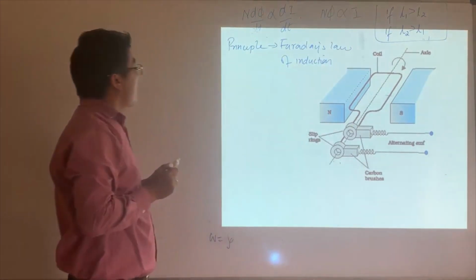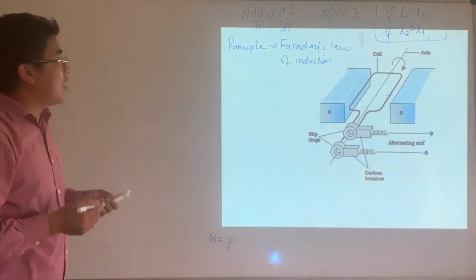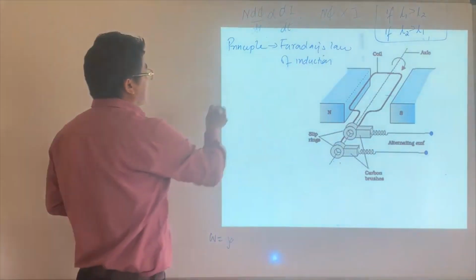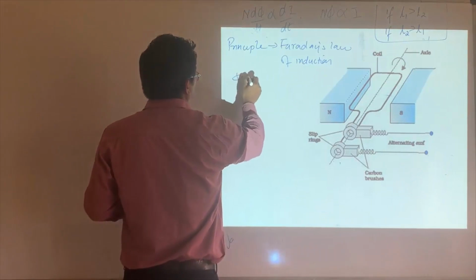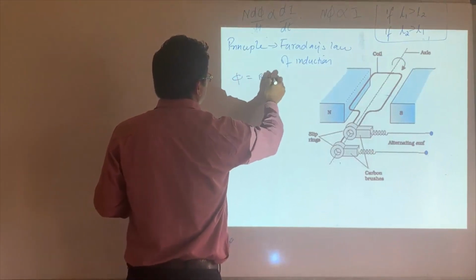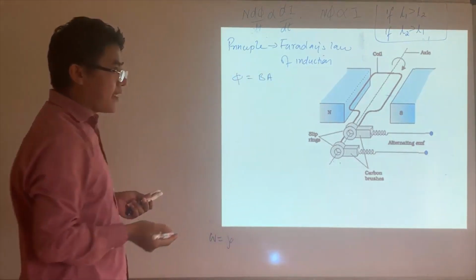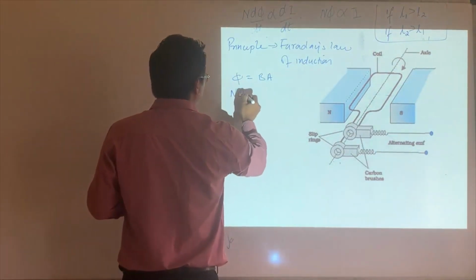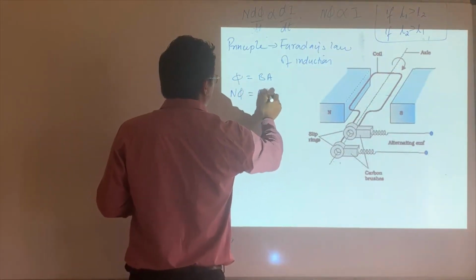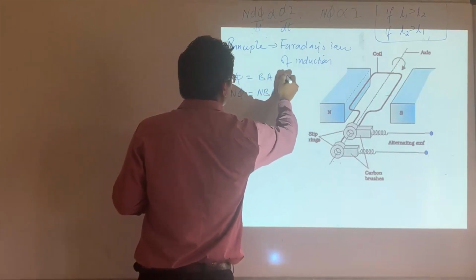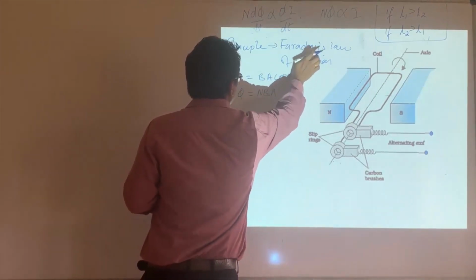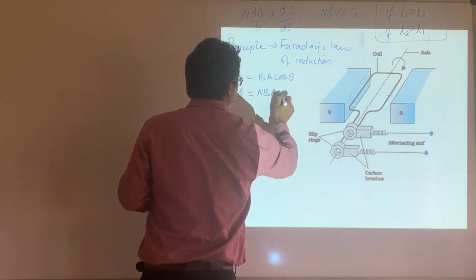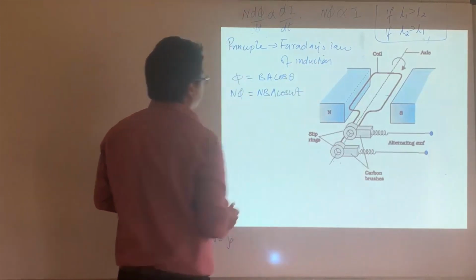Alright. So what I'm going to do now is talk about flux. What is flux? Flux is equal to BA. Alright, and I have a number of turns. For N number of turns, this is going to be NBA cos omega t. I'm sorry, it's cos theta, which is cos omega t.